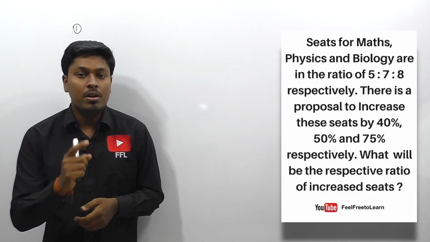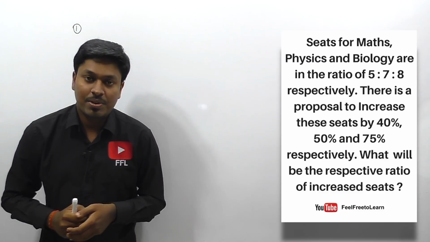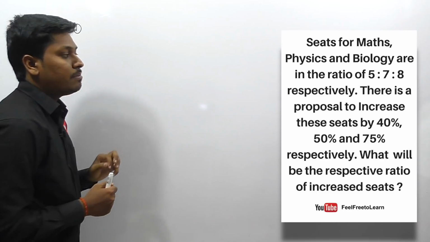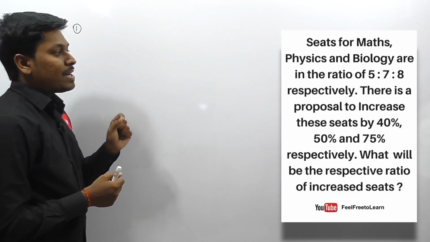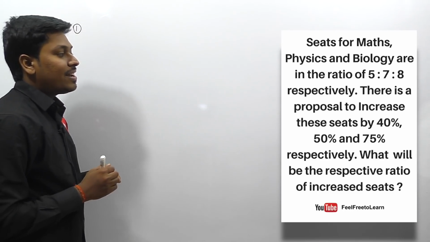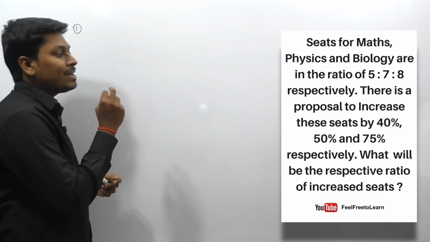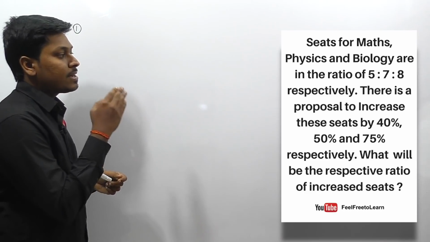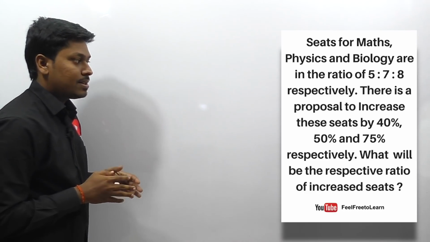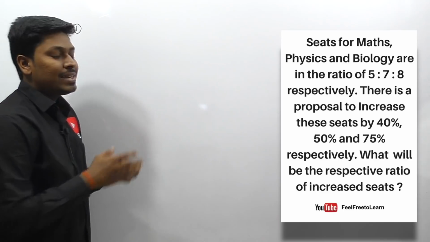So friends, let me move on to set number 1 on the topic ratio and proportions. So here is question number 1. Seats for mathematics, physics and biology are in a ratio 5:7:8 respectively. There is a proposal to increase these seats by 40%, 50% and 75%. So what is the respective ratio of increased seats?